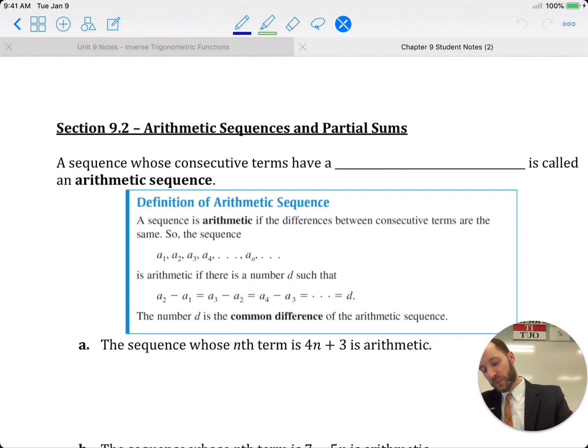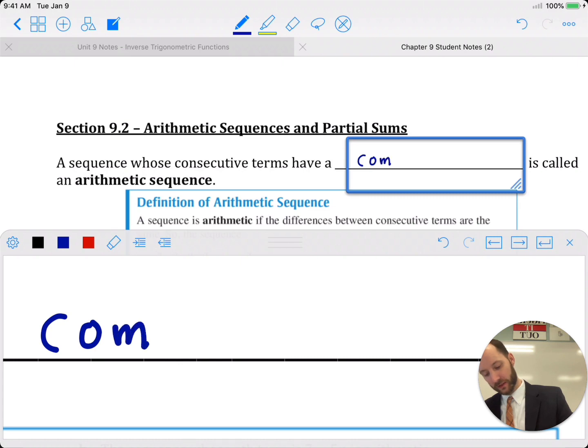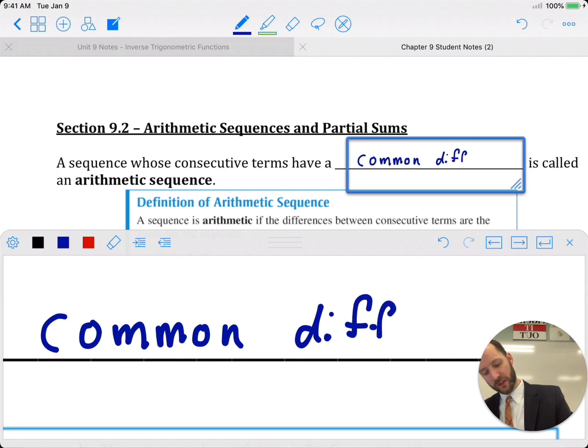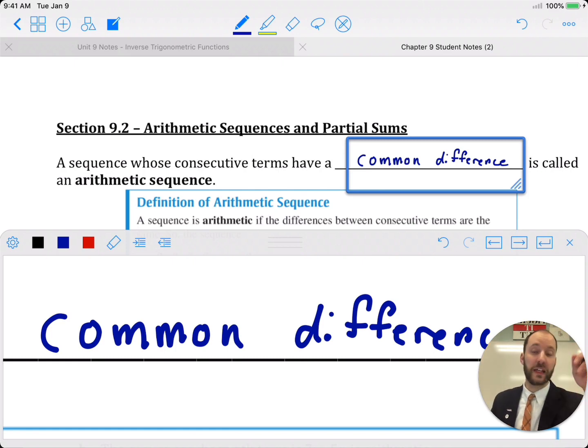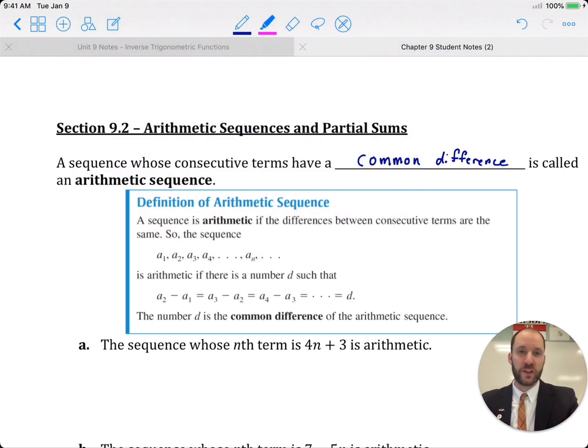And specifically, arithmetic sequences, kind of what sets them apart. Arithmetic sequences are a sequence where you have a common difference. And that common difference you can kind of think of as the slope in a linear function. What gets you from one term to the next? A common difference is then the difference between two consecutive terms.